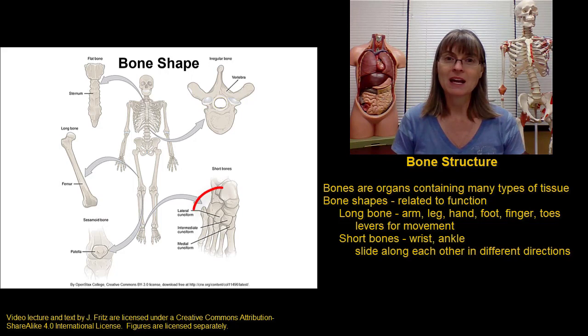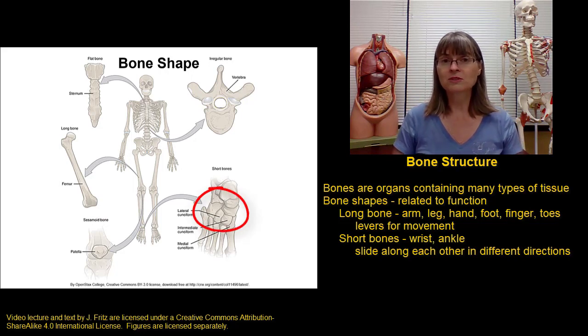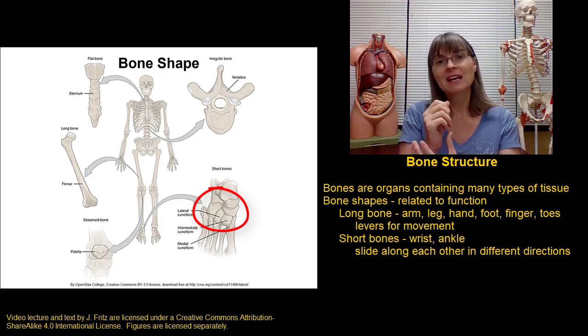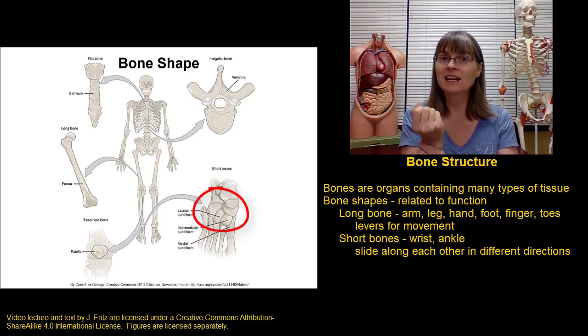Some areas of our body have short bones. Short bones are about as long as they are wide, and we have a lot of short bones in the wrist and in the ankle. The advantage to having a lot of short bones in an area is that they can glide against each other to allow movement in many directions.